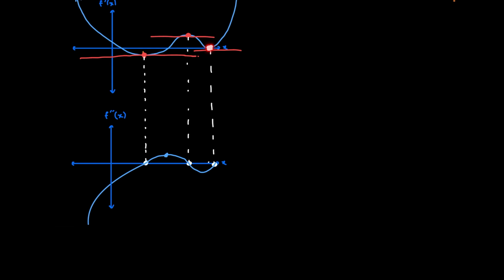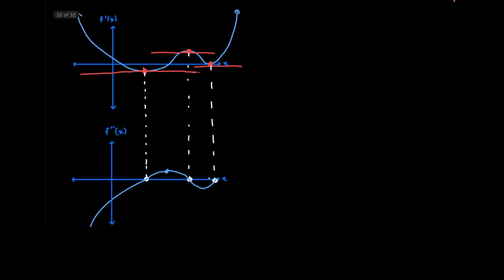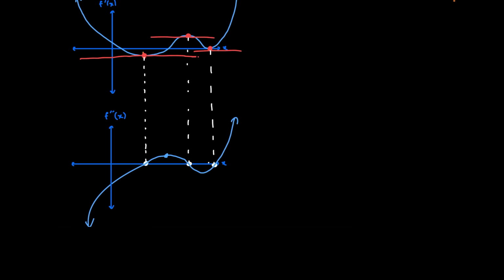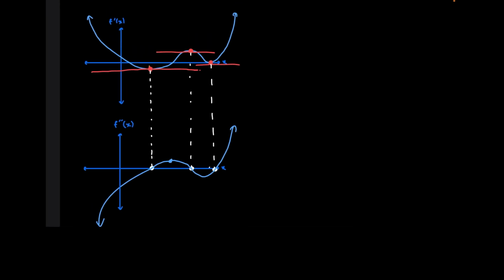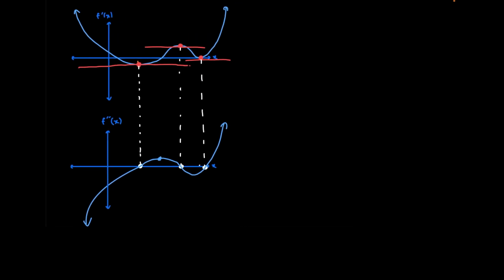Now, if we look at our final stationary point, everything to the right of it is simply increasing and getting more and more positive. So it'll look like this. And that is how you draw your second derivative graph.